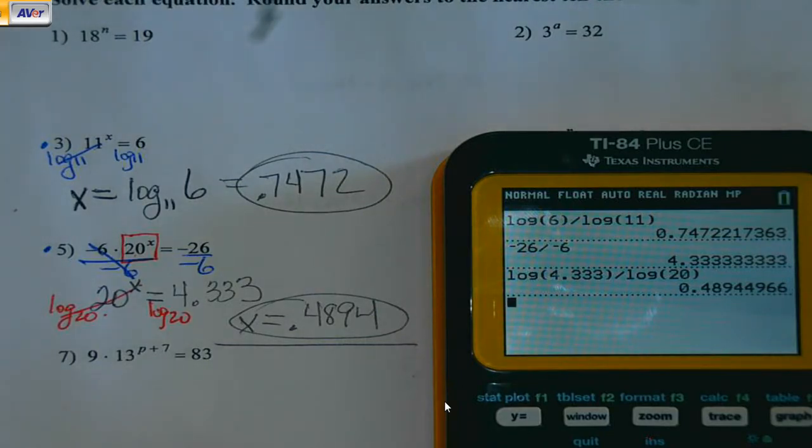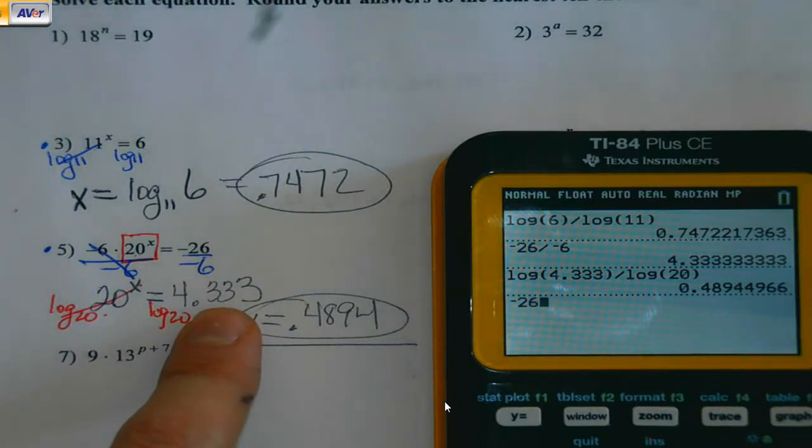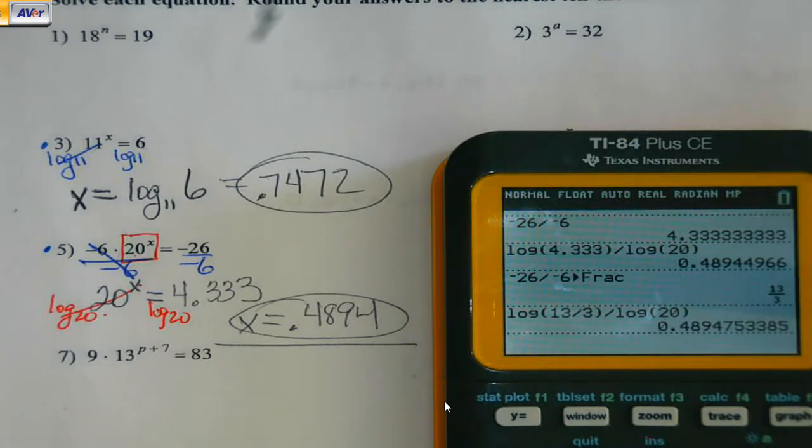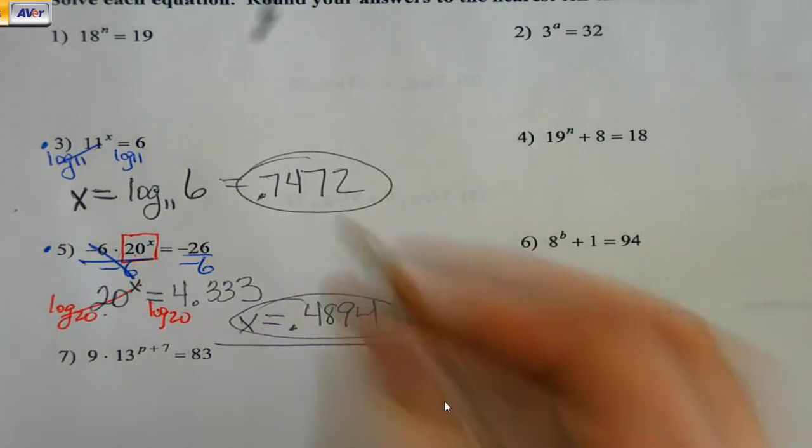Now, what if I wouldn't have changed this to a decimal? What if I'd have done negative 26 divided by negative 6 and did math enter? Okay, I had 13 over 3. So when I typed that in, that would have been my log big. My log 20 still would have been my log little. In this case, I'd have just rounded this up. It would have been 0.4895. Am I going to mark that wrong on a quiz if you do that? No. I still know that you're doing the right thing. So either one's going to get me there. So if it's a little bit off to one side or the other, that's okay.